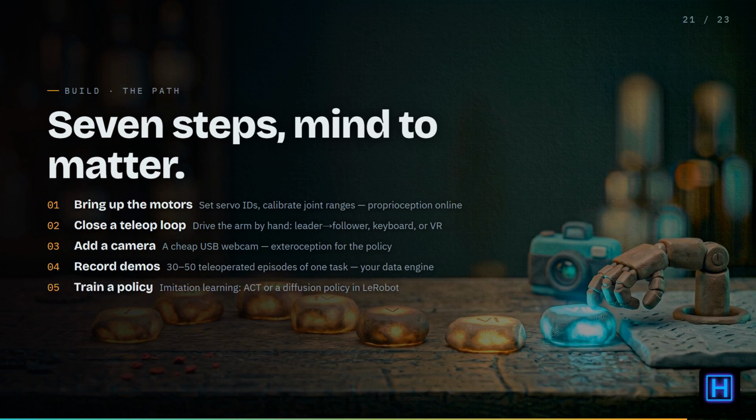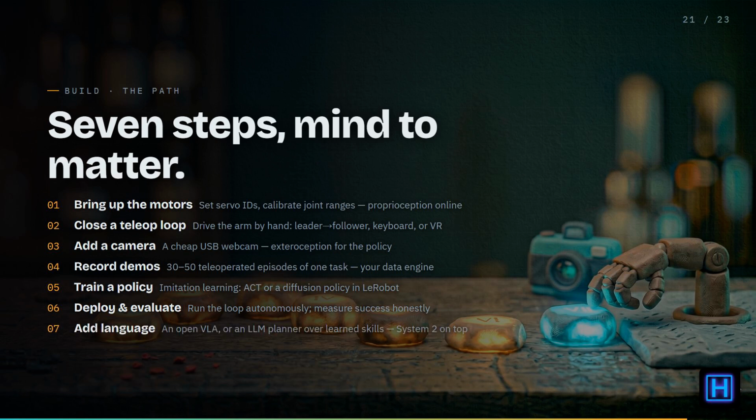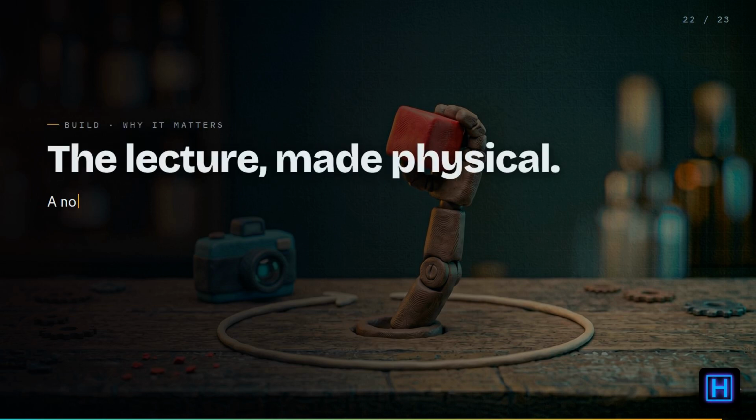5. Train a policy: imitation learning, ACT, or a diffusion policy in LeRobot. 6. Deploy and evaluate. Let it run the loop autonomously, measure success honestly. 7. Add language: an OpenVLA or an LLM planner calling learned skills. System 2 on top. The lecture, made physical.